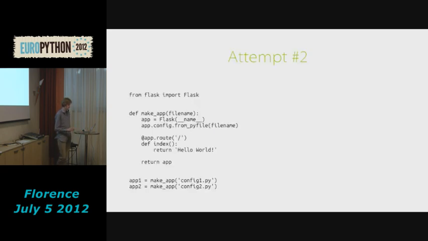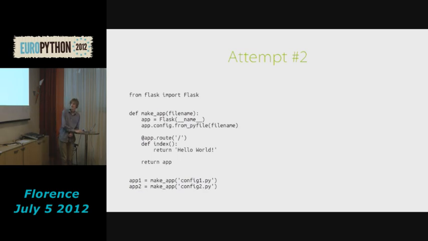All right, so attempt number 2 would be what our test suite is doing basically. You create the application within a function. So you have a function called makeApp. You give it the file name of the config. Then you make the app in there. You import the config, you make the view function in the function, and then you return the app. And then you can just make as many of them as you want.